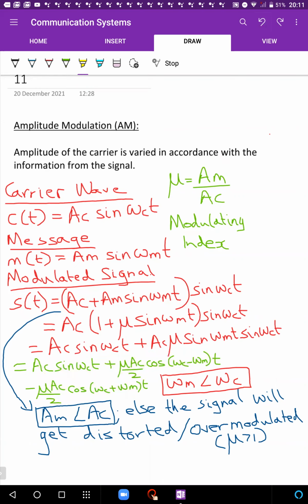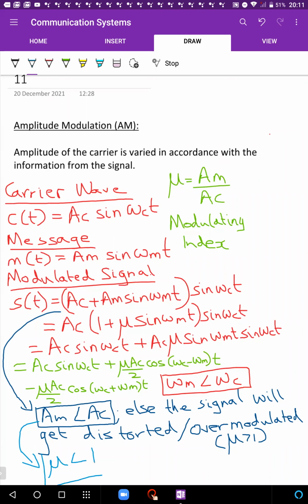अब इसमें bear in mind omega_M छोटा होगा, our message signal's frequency is typically lower than our carrier wave frequencies, which are of the order of megahertz, gigahertz, etc. And omega_C is going to be higher. As for the amplitude, this modulating index should always be less than 1, because A_M should always be lesser than A_C.